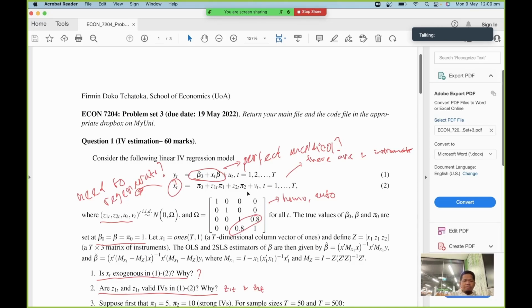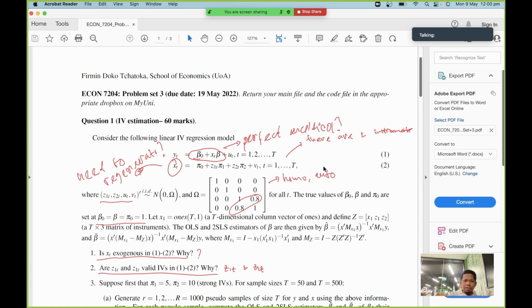So the professor has given us the question here. We can see the equations here, both equation 1 and 2. The first one, equation 1, tells us yt equals beta 0 plus xt beta plus ut, for t from 1 to T, which tells us that it is a time series problem, right? And we also know from equation 2 that xt equals v0 plus z1 v1 plus z2 v2 plus vt. And from the problem we also know the distribution of z1, z2, ut and vt.